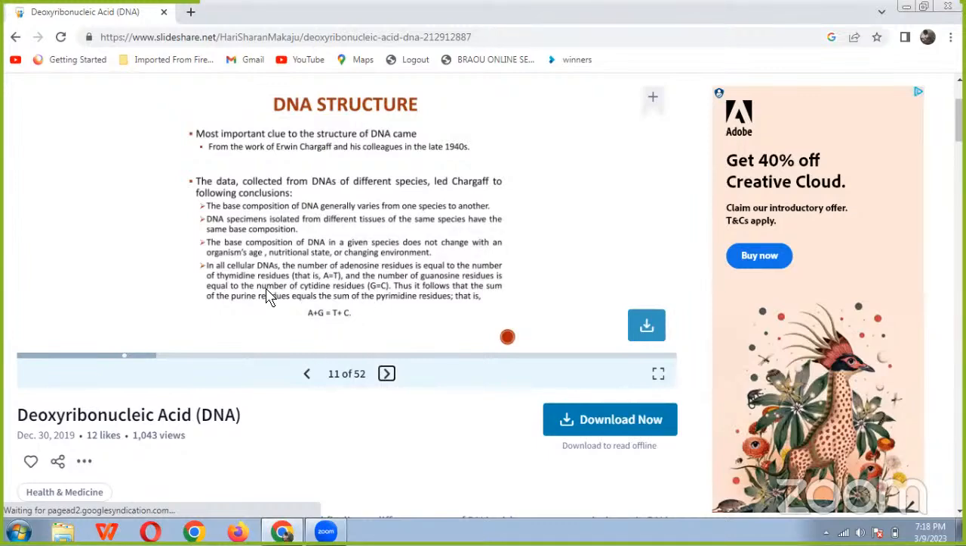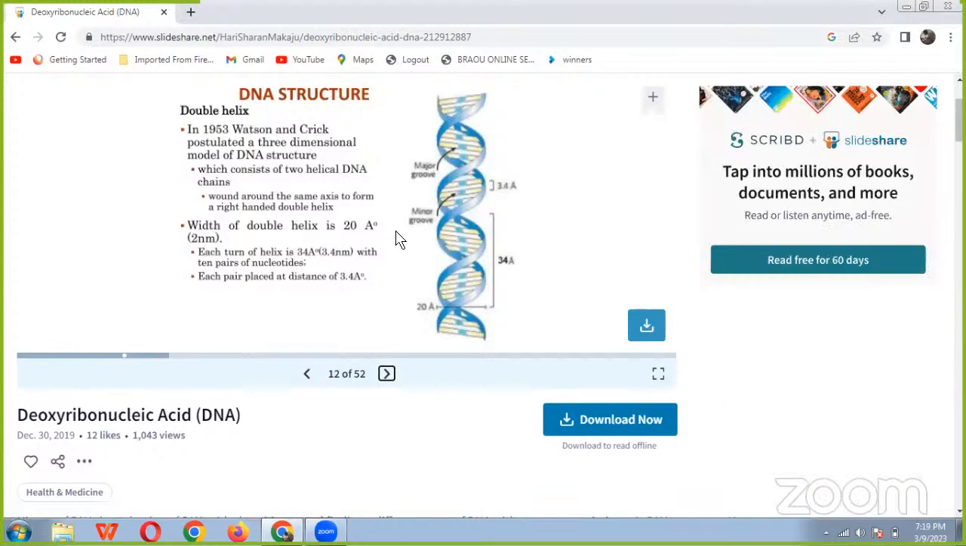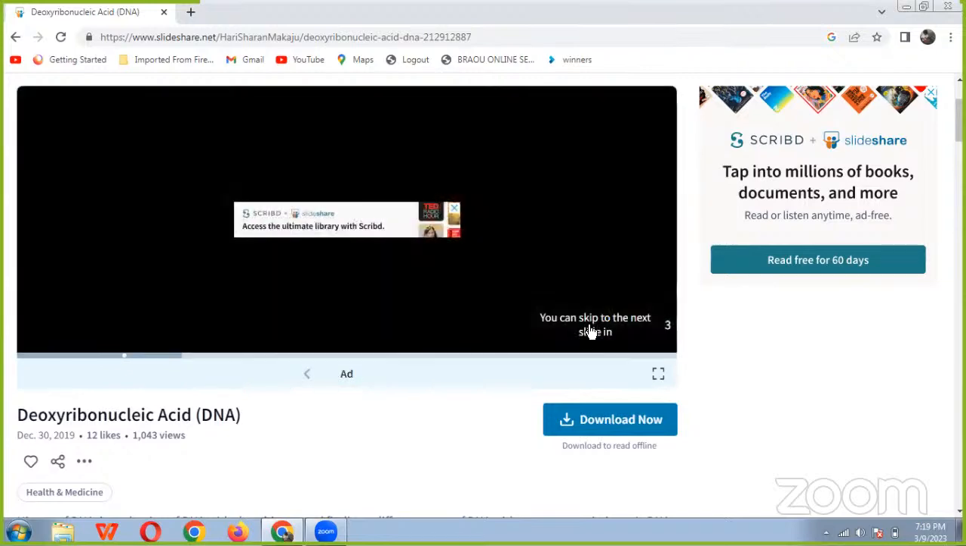According to Chargaff's rule, A plus G is equal to T plus C. The double helix is 20 angstroms wide. Next, each pair of bases is separated by 3.4 angstroms, the rise per base pair is 3.4 angstroms.